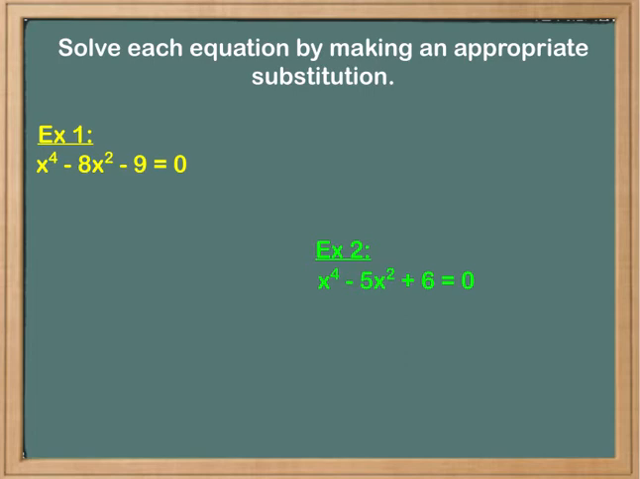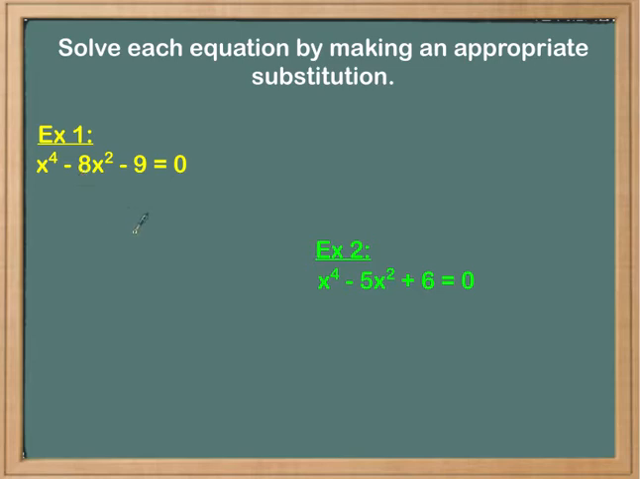So we're going to solve each equation by making the appropriate substitution. We're going to start with these, which I consider to be a little bit easier than the ones we'll see on the next page. In example 1, we have x to the 4th minus 8x squared minus 9 is 0. Taking a look at this trinomial, it's set to 0.